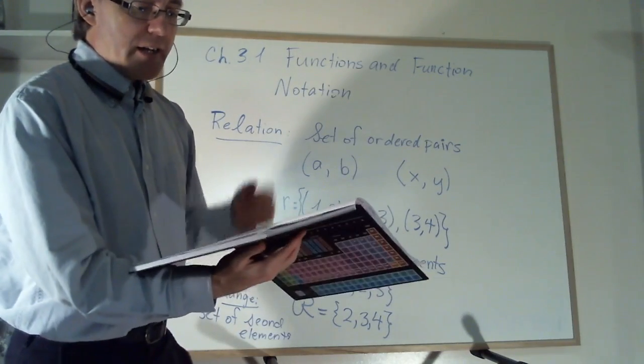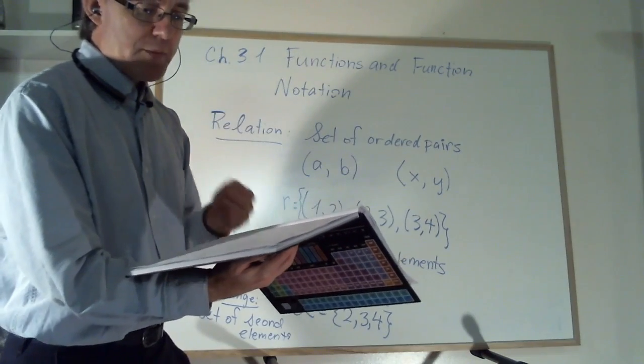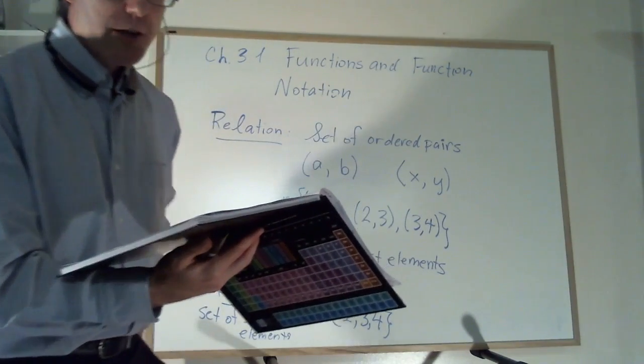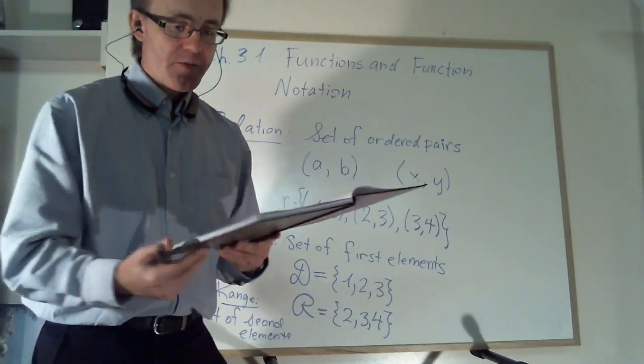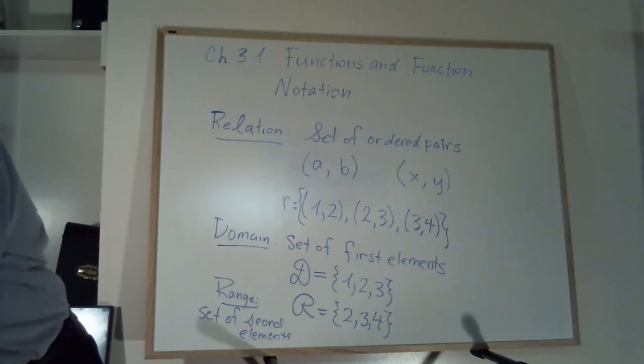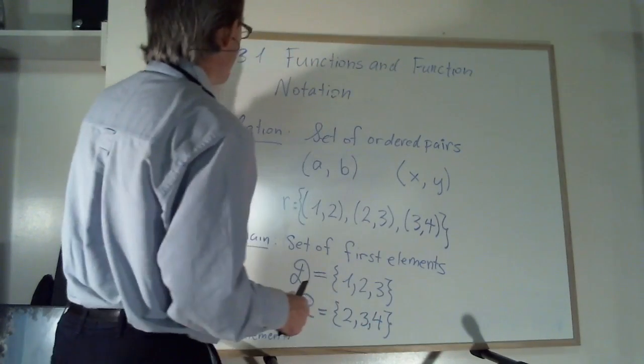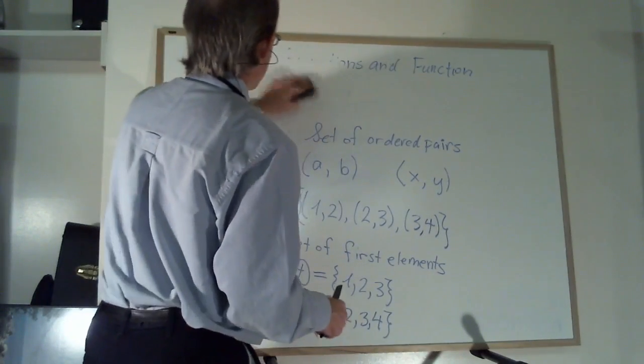Okay, now there's various examples that I want to point out here for different types of relations. You can have other examples which I'll put down as well. So let me just make some room here.